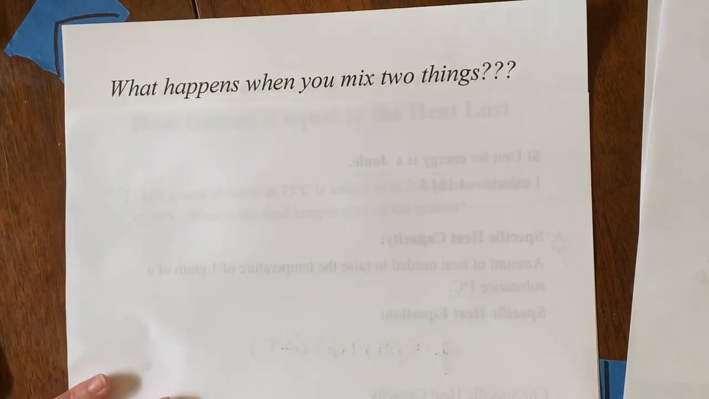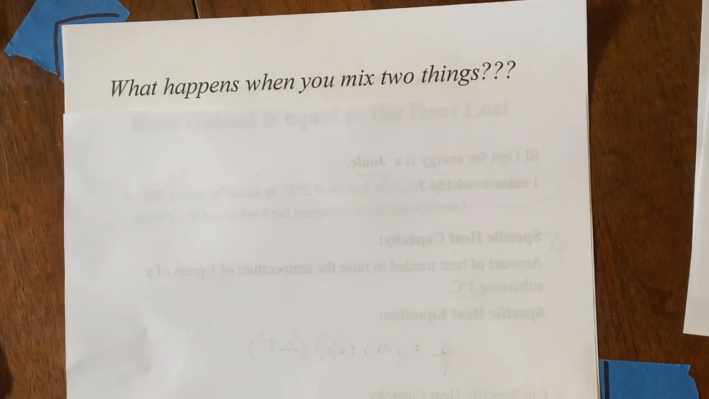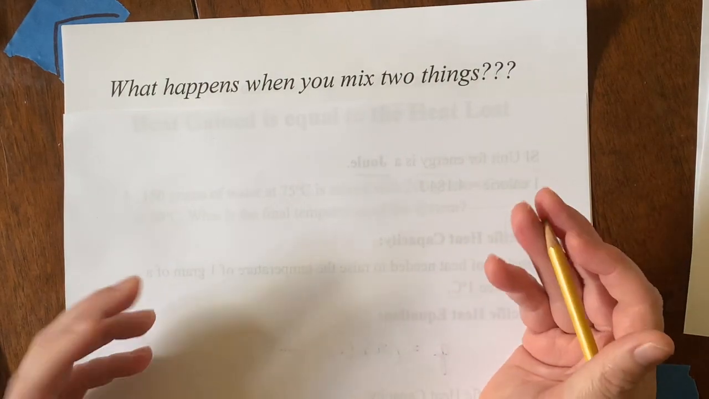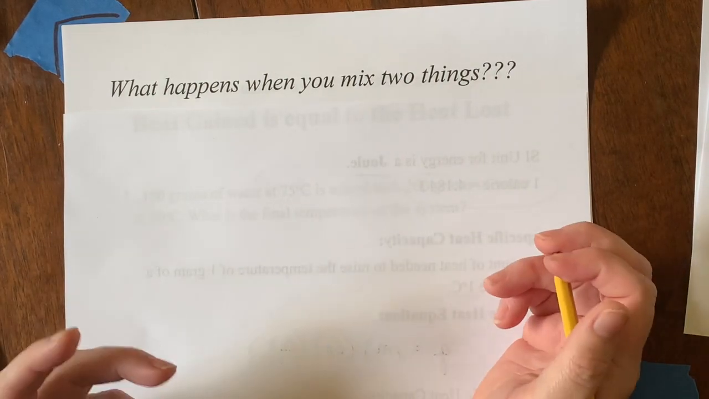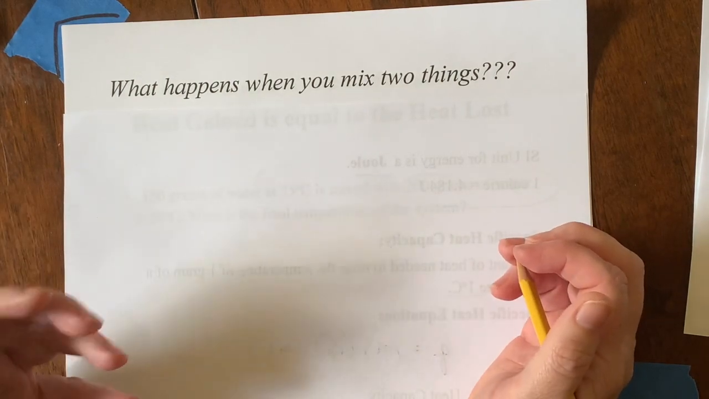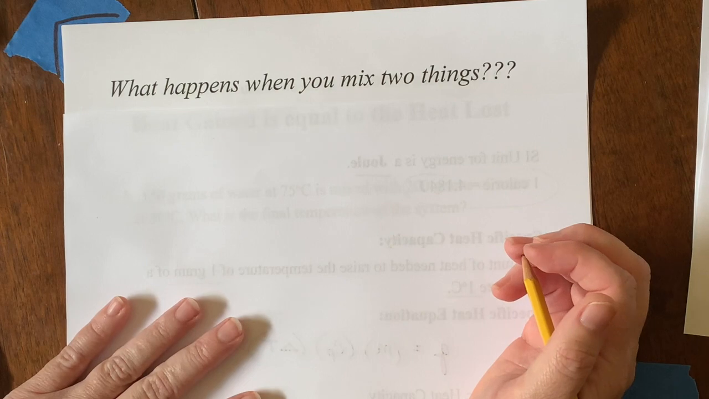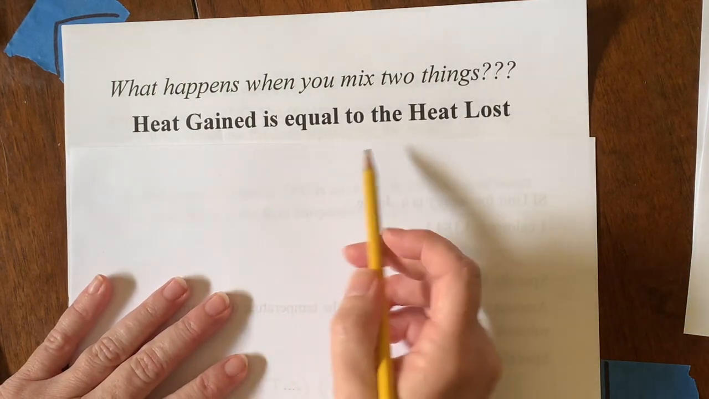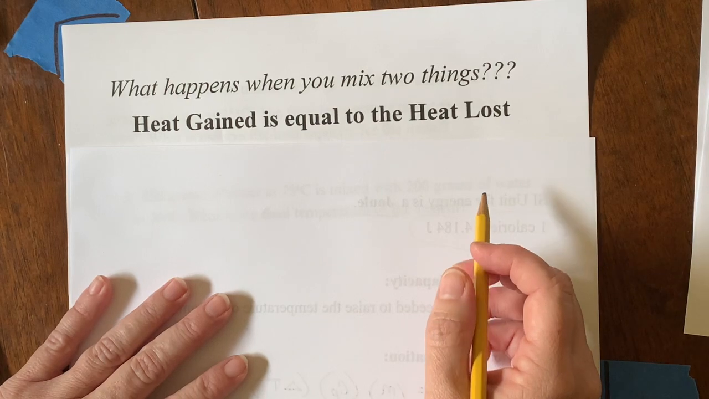So next up, what happens when you mix two things? What I mean by that is what's going to happen when you take something hot, let's assume hot water, and you mix it with really cold water. Well, that may seem like a silly question, but you should be able to answer that. If you add something hot to something cold, you're going to end up with something warm, right? Something in between. Well, our job is going to be to figure out what that in between is going to be. So we call these heat gained is equal to heat lost problems.